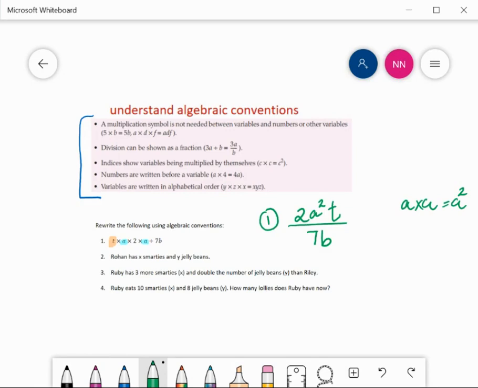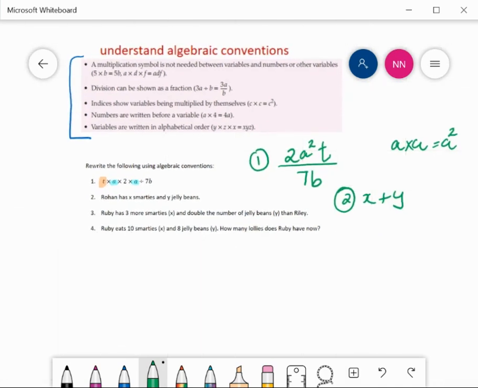Okay, number 2. Rohan has X Smarties and Y jelly beans. So if we write them not as a sentence, but as a mathematical expression, that becomes X plus Y.